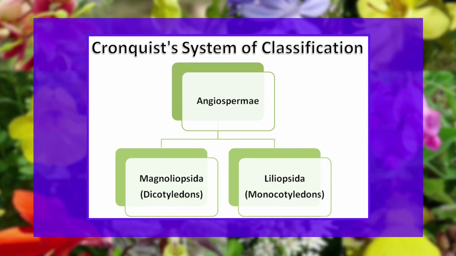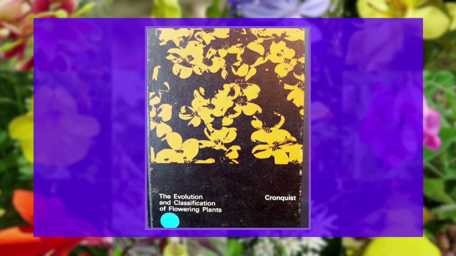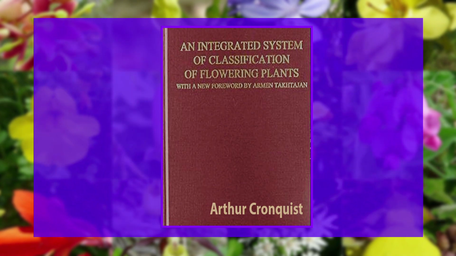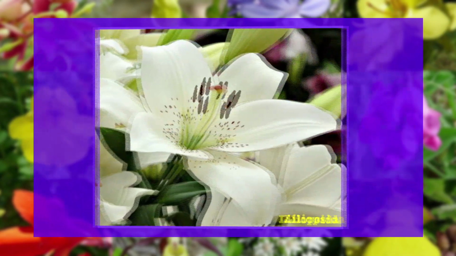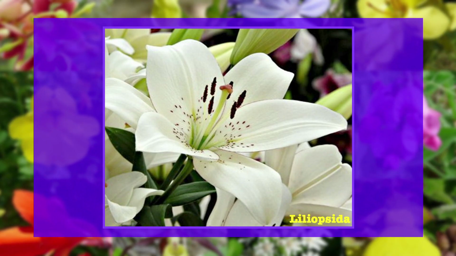The classification system was developed by Arthur Cronquist in a series of monographs and texts, including The Evolution and Classification of Flowering Plants, 2nd edition, and An Integrated System of Classification of Flowering Plants. Cronquist's system places flowering plants into two broad classes, Magnoliopsida, that is, dicotyledons, and Liliopsida, that is, monocotyledons. Within these classes, related orders are grouped into subclasses.